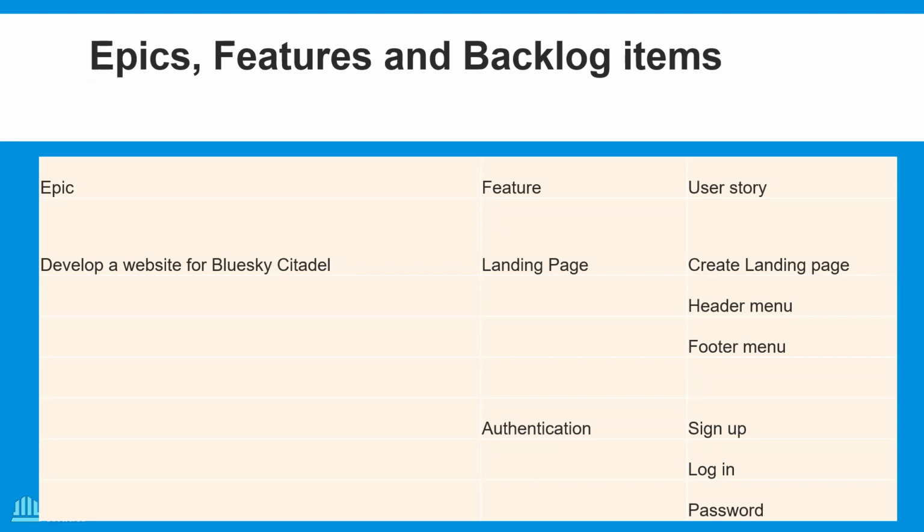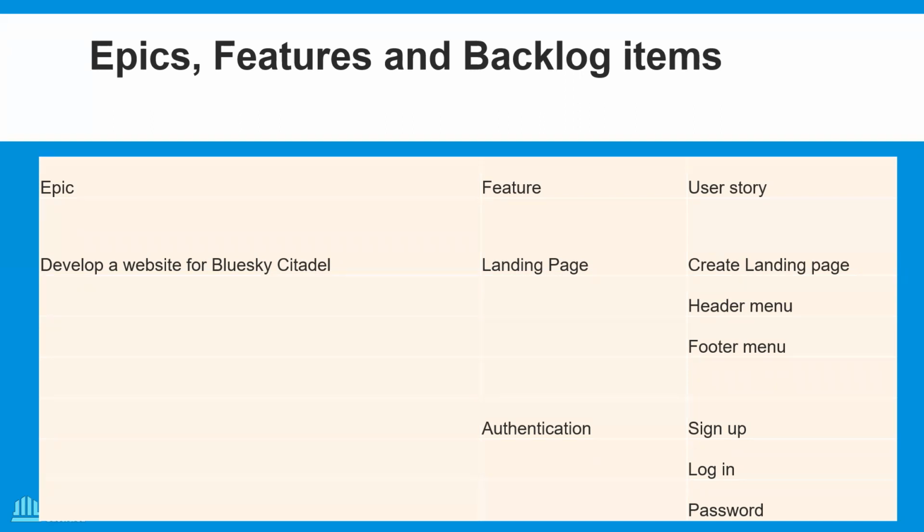Okay, so on the screen you can see epic. An epic, for example, can be that you've gone to do your requirement elicitation, and you've been told that we want you to develop a website for Blue Sky Citadel. Okay, that's your high level. You see what we mean by high level. You know for sure that there are so many things that will fall under developing a website for Blue Sky Citadel. However, epics are high level.